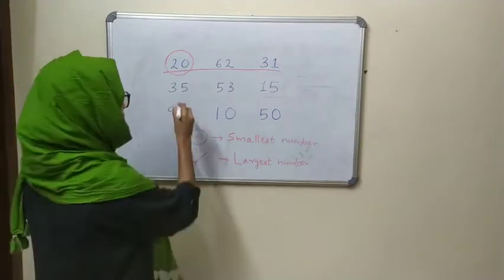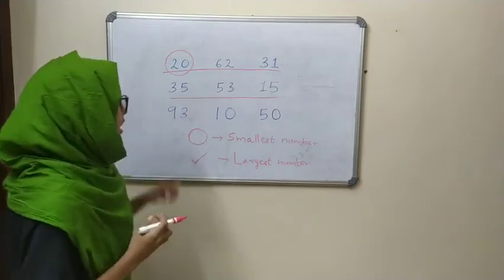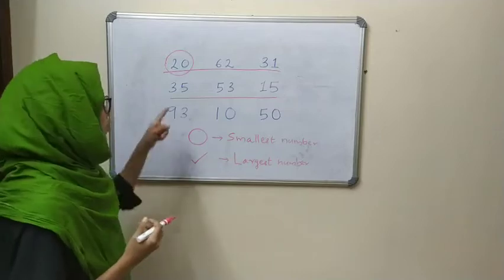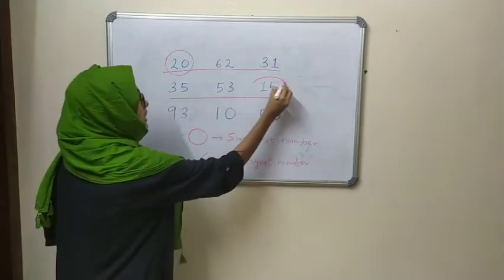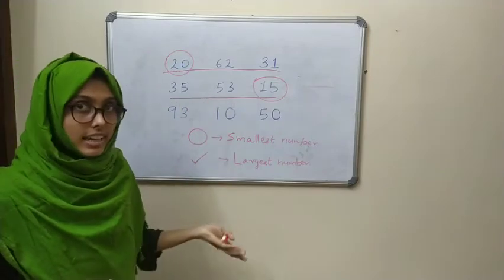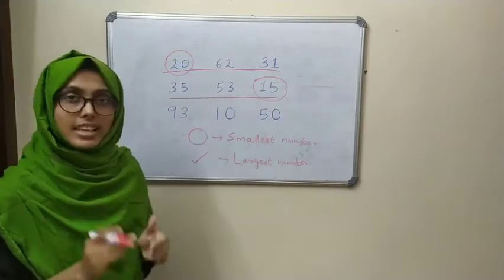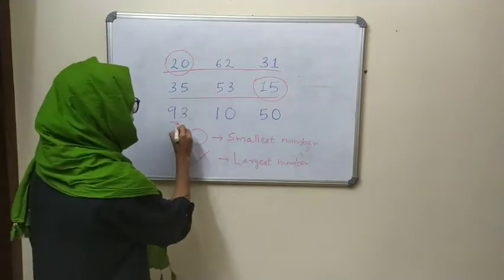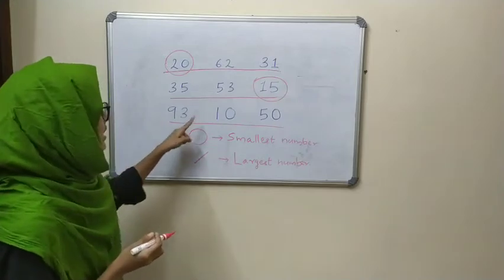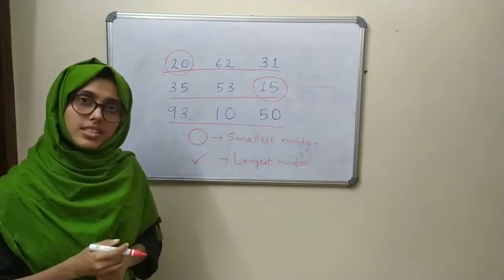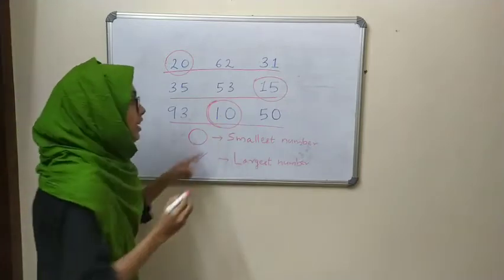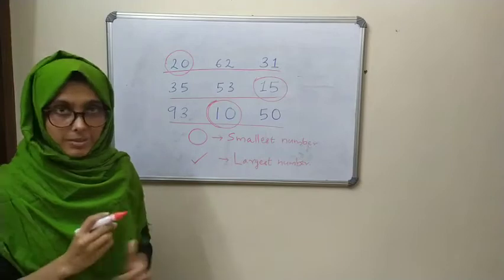Okay. Now look, this row. In this one, which is the smallest? Smallest is 15. 35 and 53 are larger than 15. So 15 is the smallest number. Now in this row, which is the smallest? There are 93, 10 and 50. Which is the smallest? 10 is the smallest. So I will put a round to the 10.